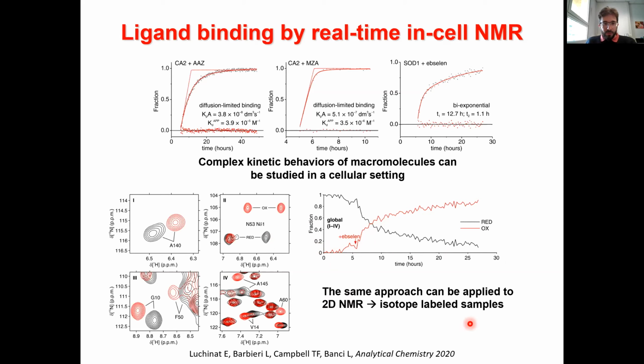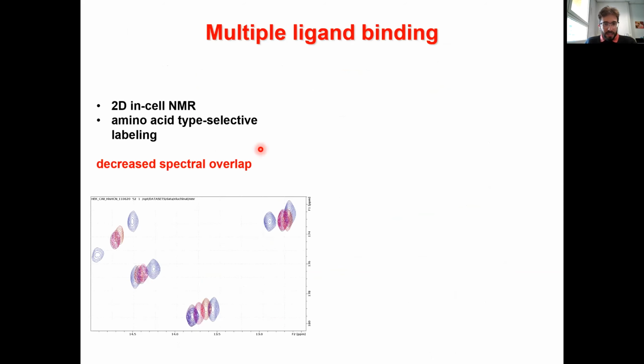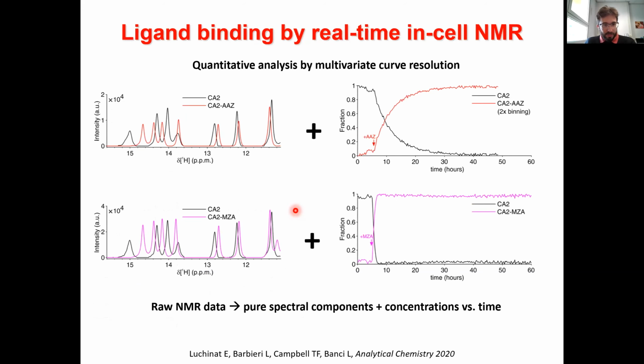So as we can also use 2D NMR, we thought that we could separate better the signals of carbonic anhydrase 2 as it bound different ligands by using 2D spectra, proton nitrogen spectra. So what we did was perform amino acid type selective labeling with the N15 label histidines. And these are the same signals, a subset of signals that you could observe in the amide region of the CA2 protein. So they actually belong to the histidine protons of the protein.